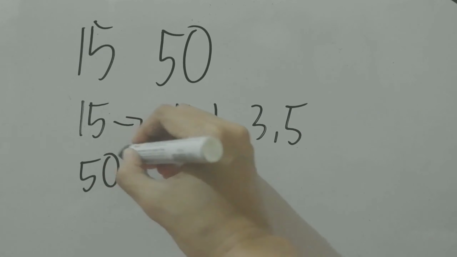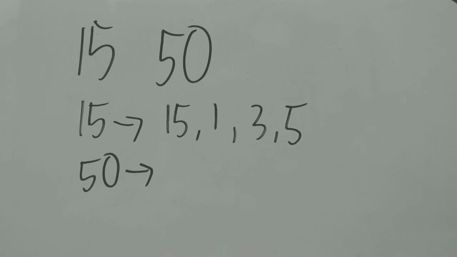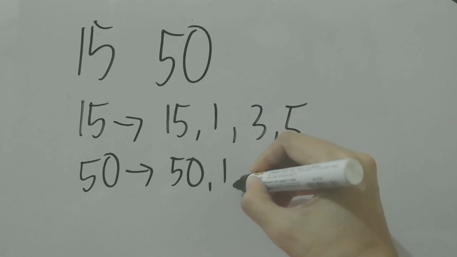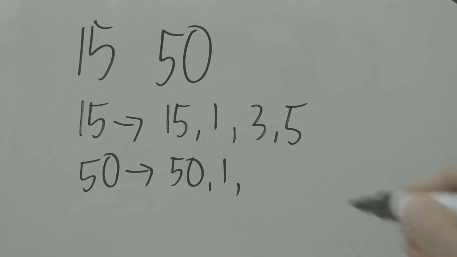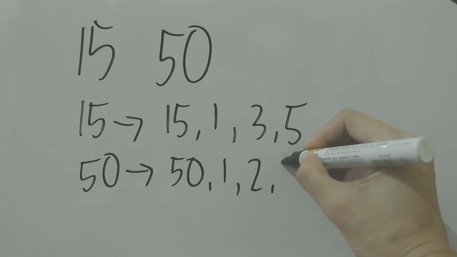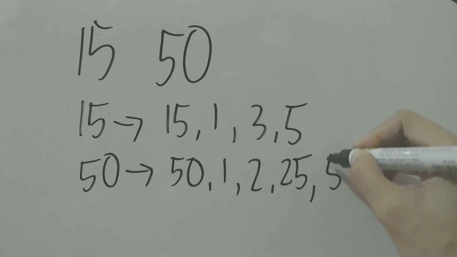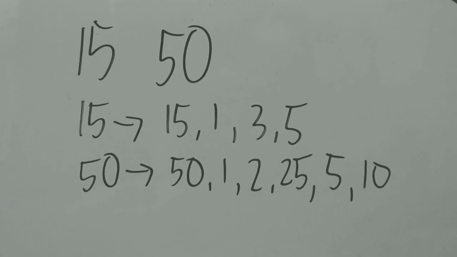Now we are going to list down the factors of 50. We have 50 and 1. We also have 2 and 25. And also we have 5 and 10. So the factors of 50 are 50, 1, 2, 25, 5, and 10.